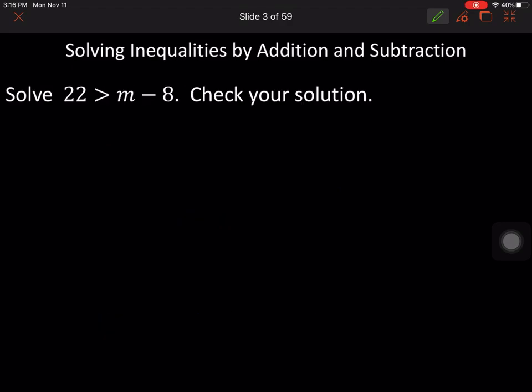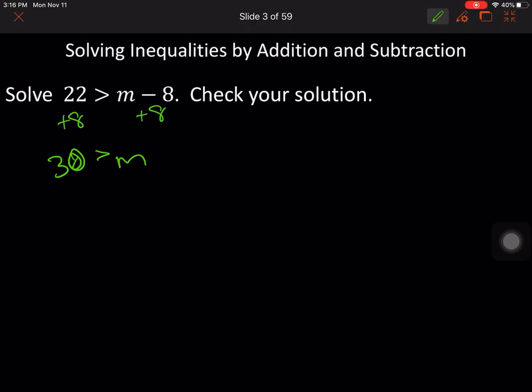So let's do one more, and you'll notice this time the variable is on the right hand side of the inequality, and sometimes that makes us uncomfortable, so I'm going to show you how we can flip that around. Okay, let's solve it first by adding 8 to both sides. And so 30 greater than m. Most of us are going to be more comfortable, and graphing is going to be easier, if our variable is on the left hand side.